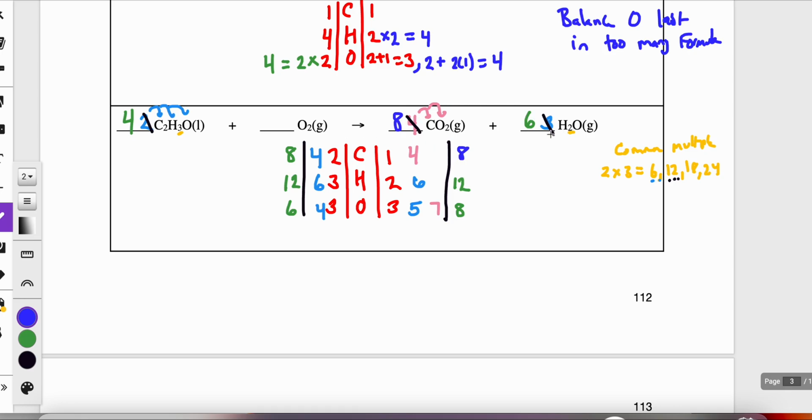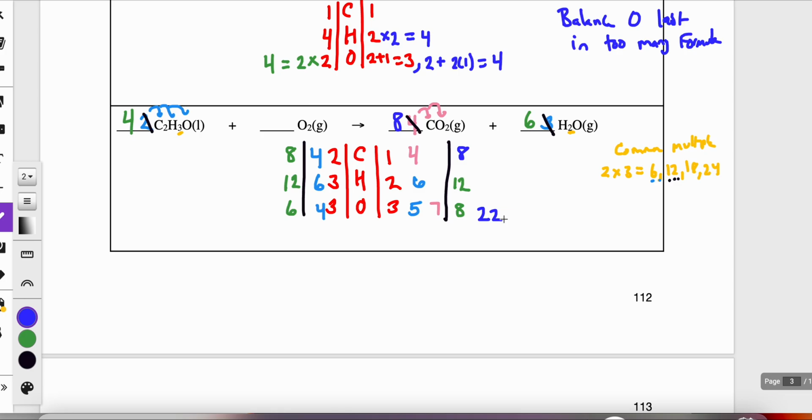That 8 doesn't affect the H, so I still have 12 H's on both sides, but it does affect the oxygen count. So 8 times 2 makes this 16 oxygens plus another 6. So 16 plus 6. So I have a total oxygen count of 22.